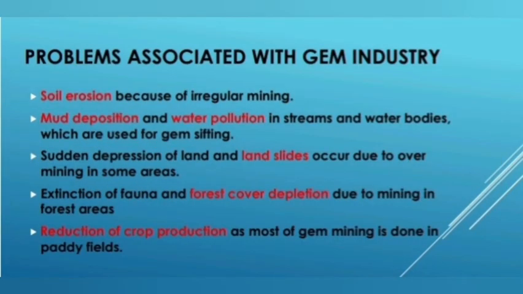What are the problems associated with the gem industry? Soil erosion because of irregular mining, mud deposition and water pollution in streams and water bodies, which are used for gem shifting. Sudden depression of land and landslides occur due to over-mining in some areas. Extinction of fauna and forest cover depletion due to mining in forest areas. Reduction of crop production as most gem mining is done in paddy fields.